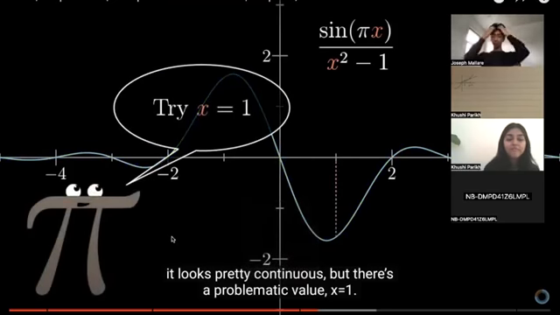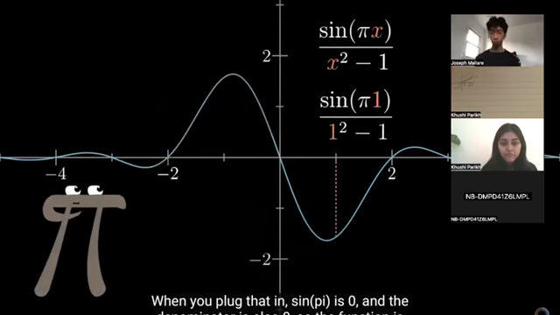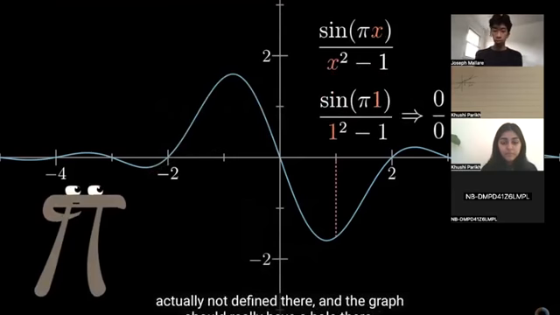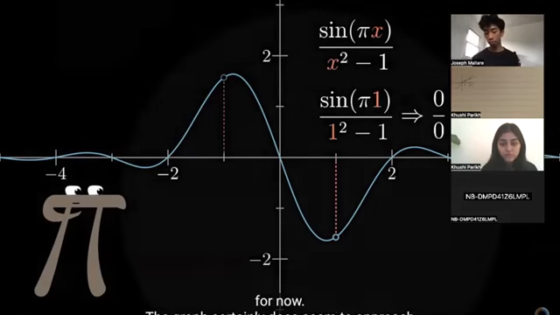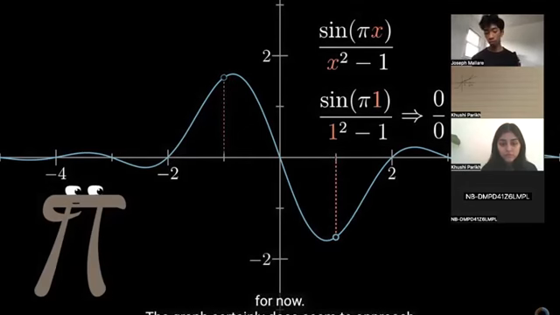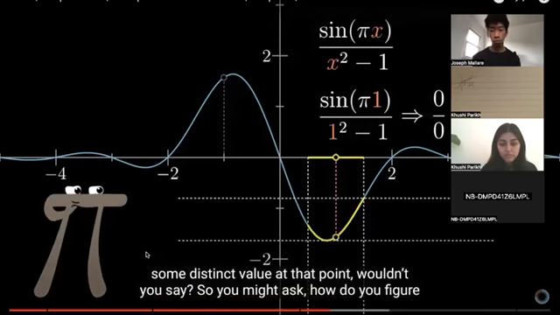But there's a problematic value. x equals 1. When you plug that in, sine of pi is, well, 0. And the denominator also comes out to 0. So the function is actually not defined at that input, and the graph should really have a hole there. This also happens, by the way, at x equals -1, but let's just focus our attention on a single one of these holes for now. The graph certainly does seem to approach a distinct value at that point, wouldn't you say?